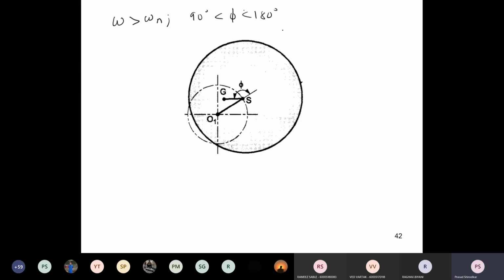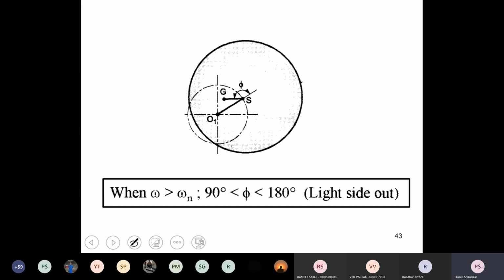And now if you see, the center of gravity is between O and S. So now you can say it is light side out. Alright, because S is lighter compared to G, so S is outside, so it is called light side out.